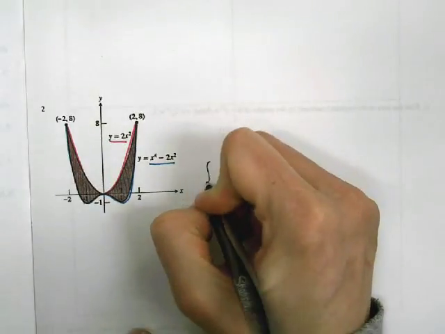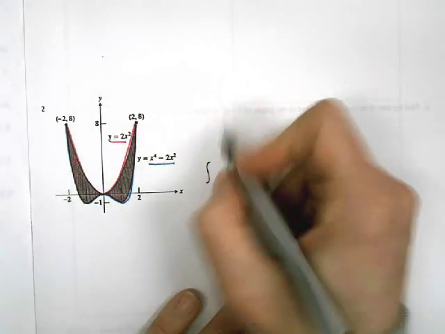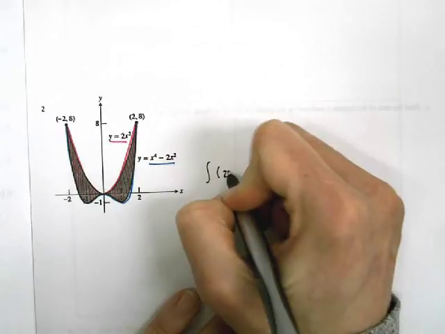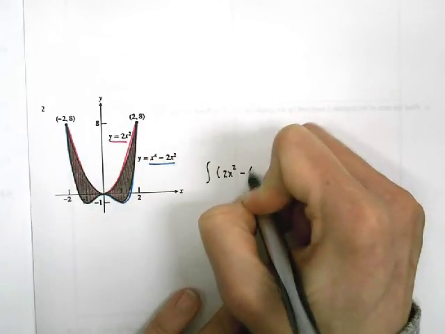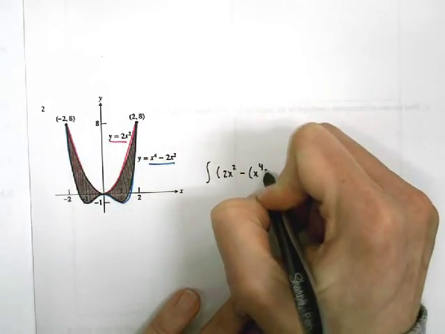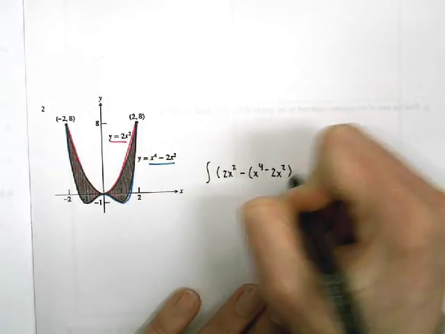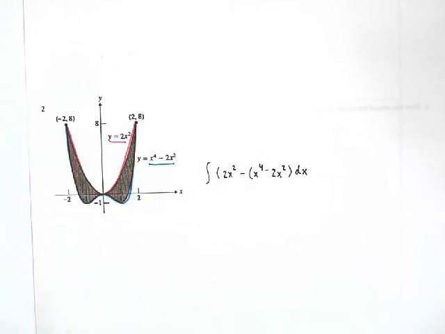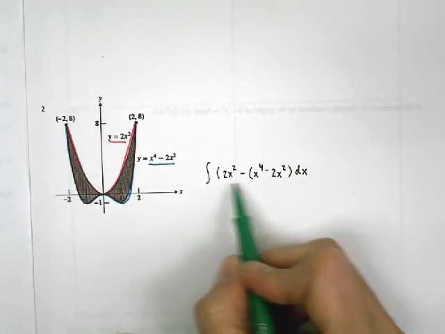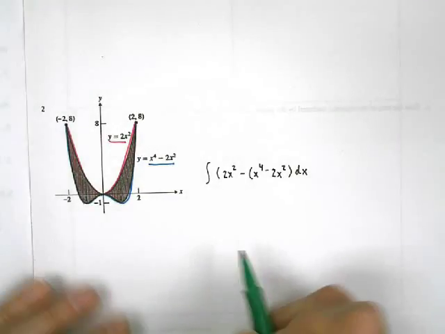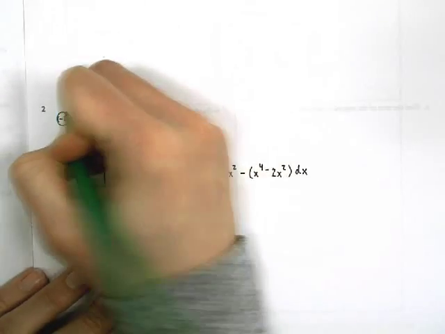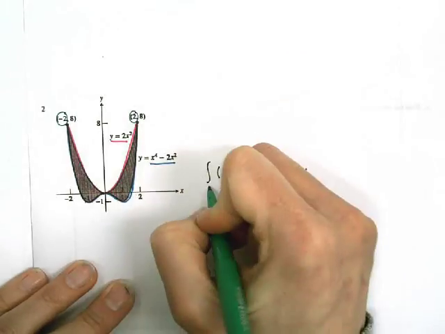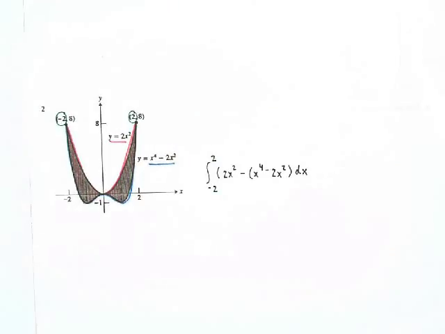So now I'm going to have the integral. Again, I'm doing top minus bottom. So we said our top was 2x squared minus the bottom, which is x to the 4th minus 2x squared. I have my dx. Now I need my limits of integration. Now, since we're in terms of x, our limits of integration are going to be our x values here. So I'm integrating from -2 to 2.